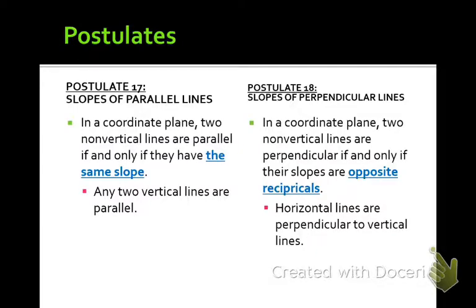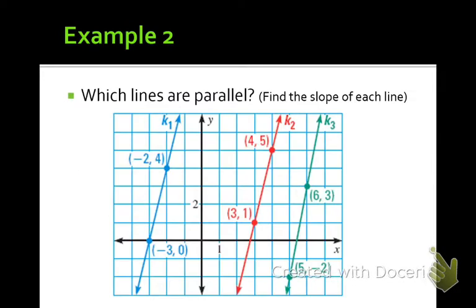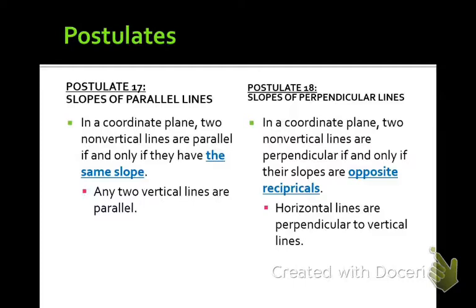So opposite reciprocals would be if I had 3/4 as one slope, M1 equals 3/4. Then the opposite reciprocal, M2, would be: opposite means the sign changes, negative, and reciprocal means you flip it. So it would be -4/3. Those two are opposite reciprocals, so those two lines would be perpendicular.